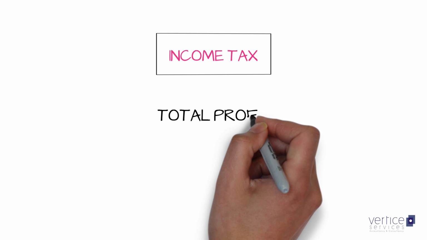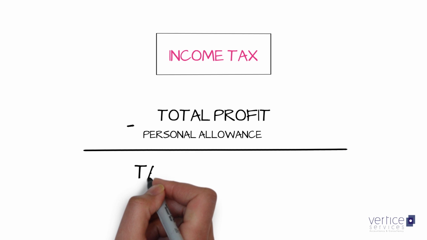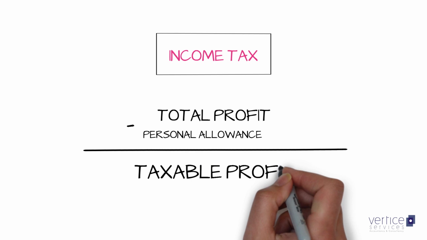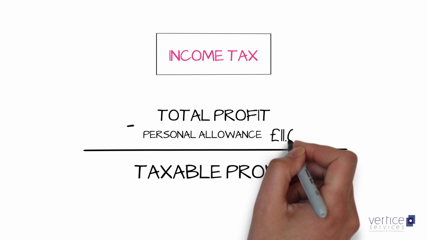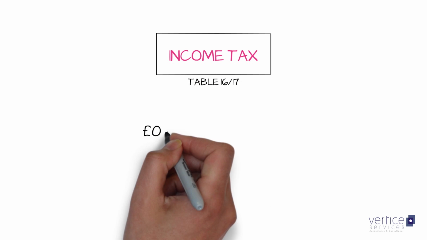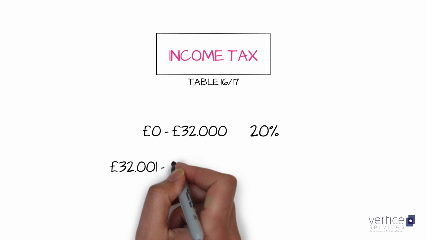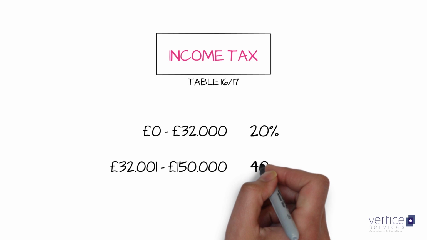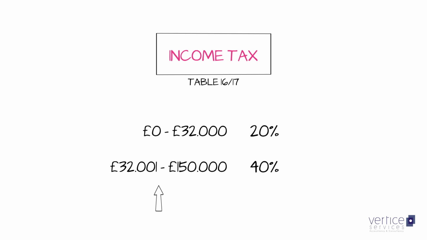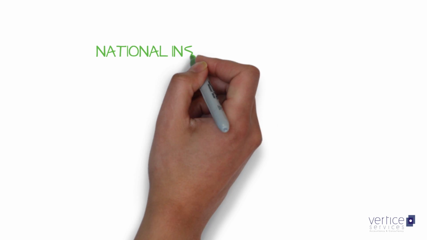Personal allowance is a certain amount of income which taxpayers do not need to pay income tax on. In this financial year, 16-17, the personal allowance is £11,000. The total profit minus the personal allowance equals what we call the taxable profit. Then we need to apply the following income tax table. From £0 to £32,000, you pay 20%. From £32,000 to £150,000, you pay 40%. And more than £150,000, you pay 45%.